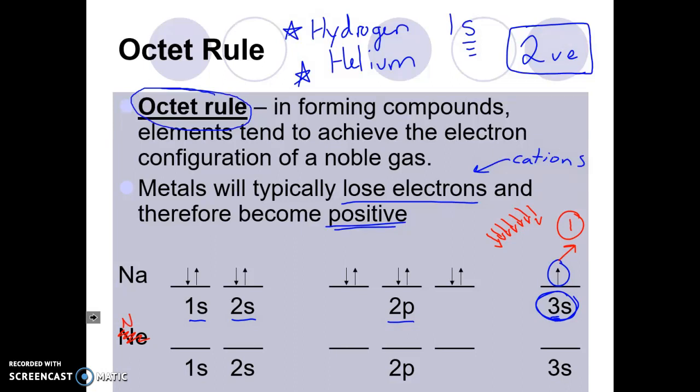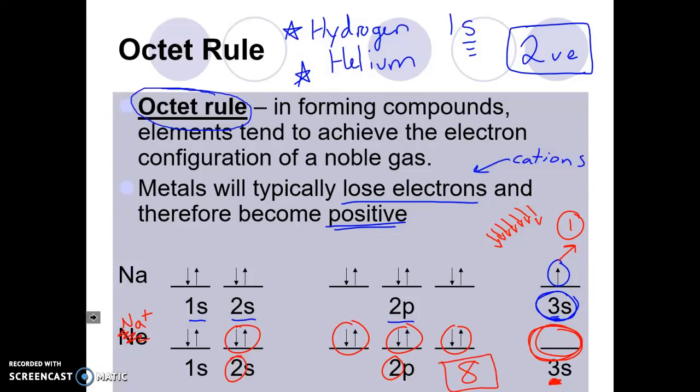This should say Na+. So when it loses that electron, it's going to become positively charged. So you'll notice that there is no electron here in that outer energy level. Because it lost an electron, look at what happens. Now our highest energy level is 2. And if we count, we have 1, 2, 3, 4, 5, 6, 7, 8. So we got to that octet rule.